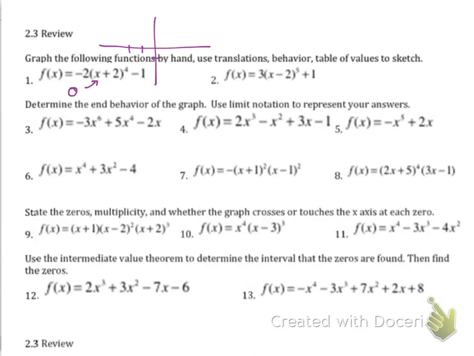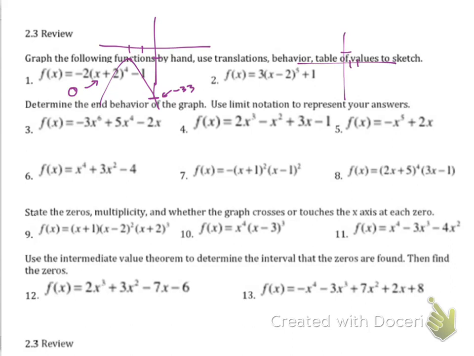And then there's the shifts. There's a left 2, flipped over, vertically stretched by 2, and then it's down 1. I don't know if you can see all those components. So it's facing down, left 2, down 1 because of the plus 2 and minus 1. And then the other thing I always do is put 0 in for x to get an intercept. You get negative 33, so it gives you a sense of where it crosses the y-axis.